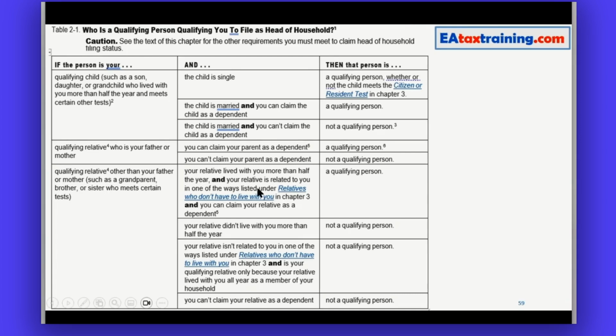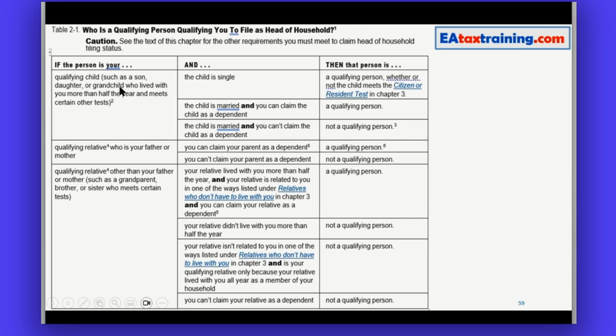So now we're going to talk about who is a qualifying person. Who is a qualifying person? There's three categories of qualifying people for head of household status. It could be a qualifying child, a qualifying parent, or some other relative. Child, parent, or some other relative.